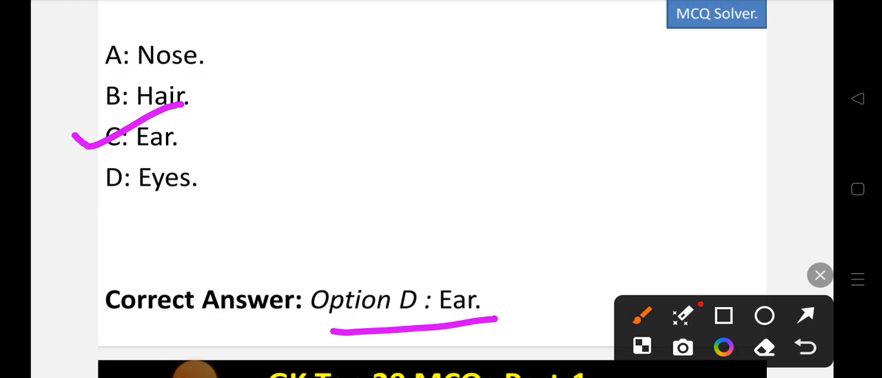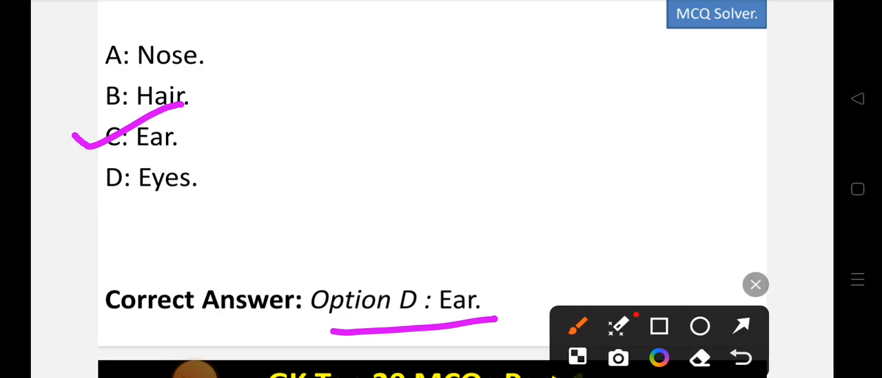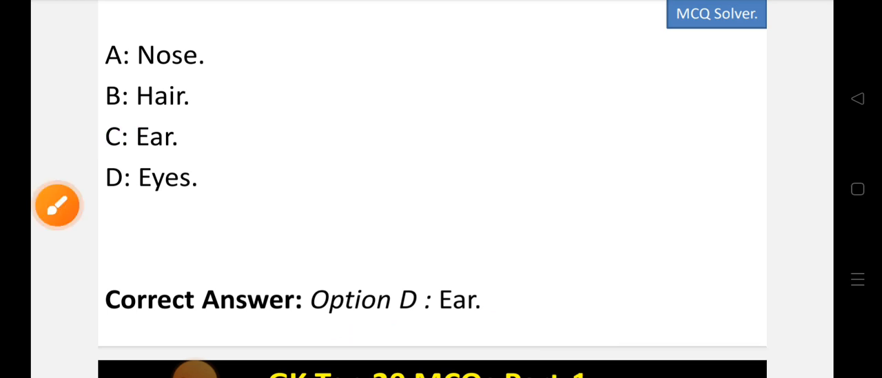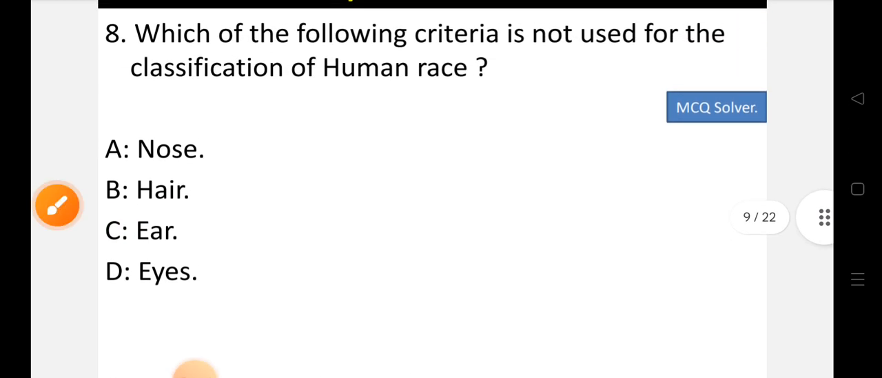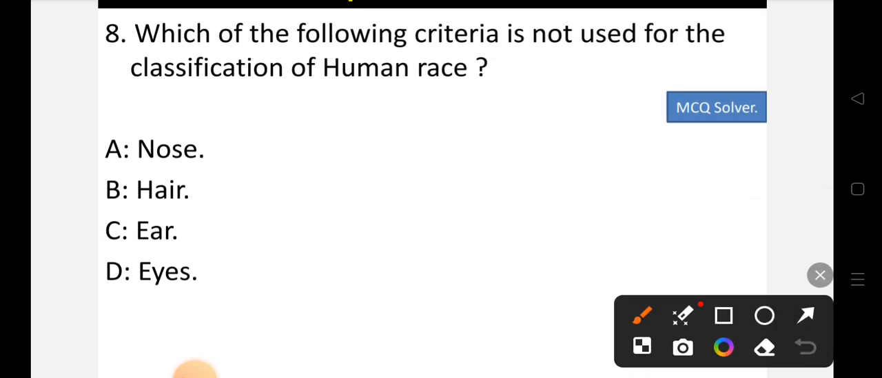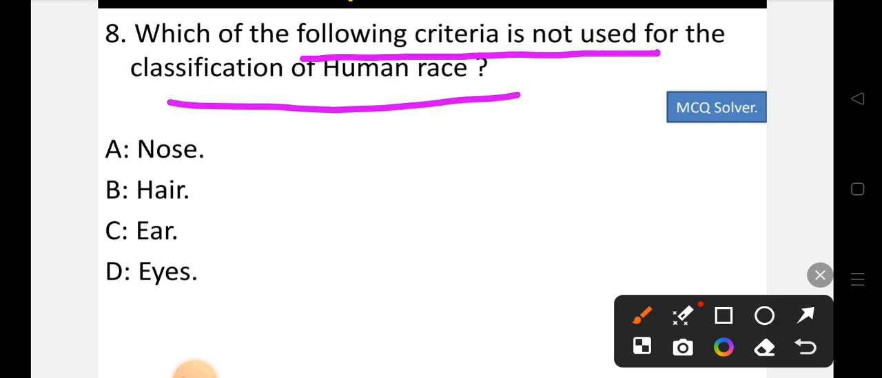Apart from this, nose, hair, eyes, everything is considered while in the classification of human race, but ear is not considered. So C is the correct option, because in the question it is asking that which of the following criteria is not used for the classification of human race. The correct option is option C, that is ear.